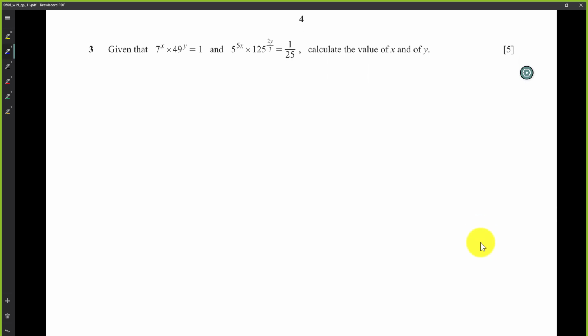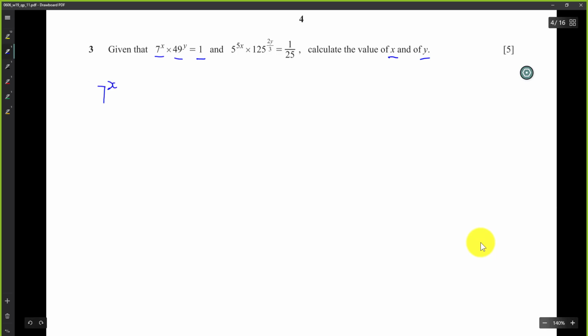So question number 3 is indices. You have two equations and they ask you to find x and y. You see the pattern here: for the first equation you have x and y over there, and the second equation you also have x and y over there. So you need to form two equations and then you will do simultaneous equations again. So we start from the first one. 7 and 49 are all powers of 7, and 1 is a magical number because any number to the power of 0 you'll get 1. So I can change everything into base 7.